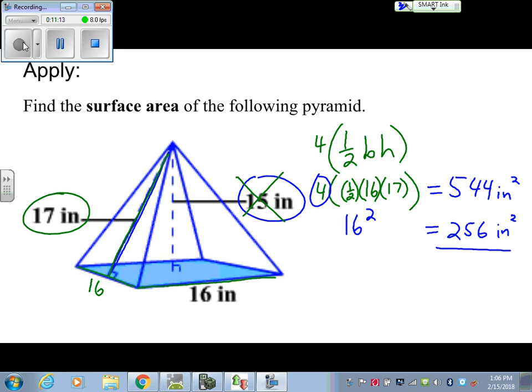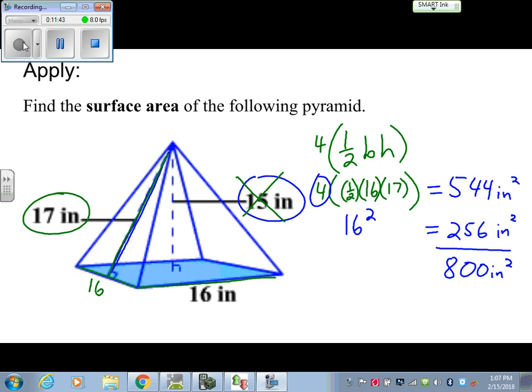And then when we add all this together, we end up with 800 square inches in total. And that, ladies and gentlemen, is the surface area of a pyramid. Now you'll notice for both the cuboid and the pyramid, I wasn't using any special formula. I was just taking formulas that we already know for triangles, rectangles, things of that nature, and then combining them together to get this total surface area.